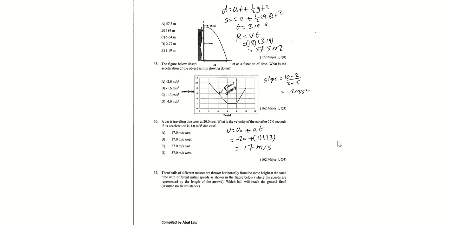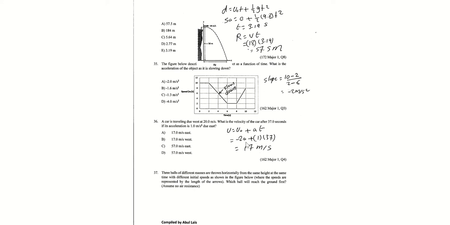Now let's move on to number 36. It says that a car is traveling due west at 20 meters per second. What is the velocity of the car after 37 seconds if its acceleration is 1.0 meter per second squared due west? So that's pretty straightforward. I'll just use v final equals v initial plus at.